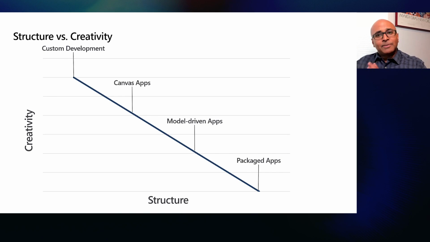Likewise, packaged apps fall at the bottom end of the spectrum in the sense of more structure, less creativity, because everything's packaged and so on and so forth. And then, from that point on that gradient, on the other end of the spectrum is custom development. There's still a little bit of structure there, but you have a lot more creativity. And Power Platform enables you to pick your choice of comfort and go down that trajectory and deliver some of these capabilities in that context.